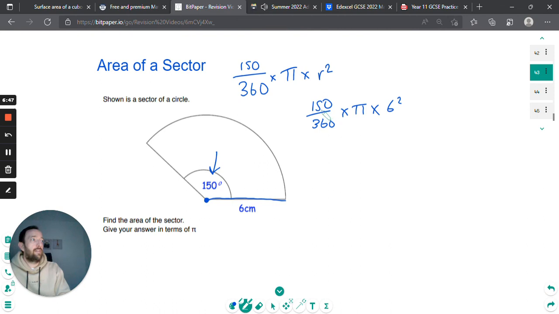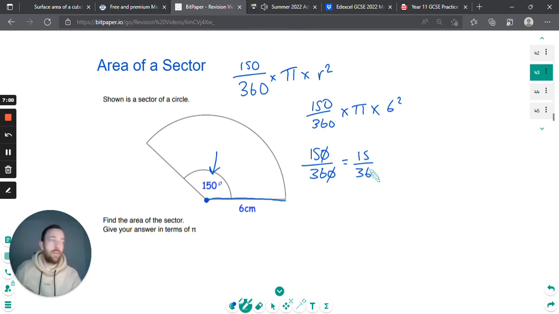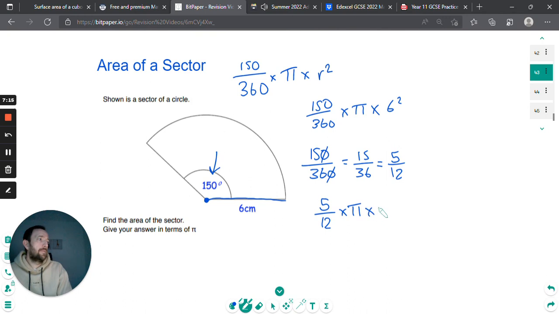Let's simplify 150 over 360. First of all, we could cancel out the zeros, so that makes it 15 out of 36. Then what times table are 15 and 36 in? They're both in the threes. If I divide them both by 3, I'll get 5 twelfths. So 5 twelfths times pi times 36, 6 squared.